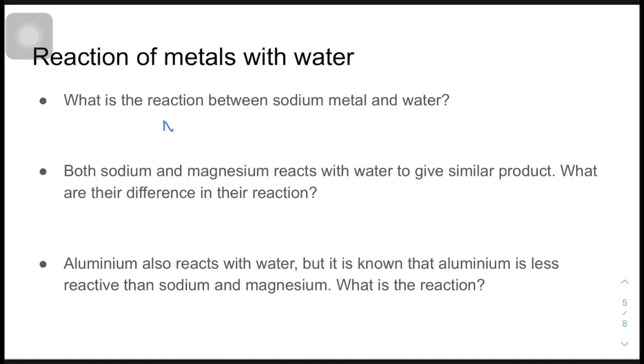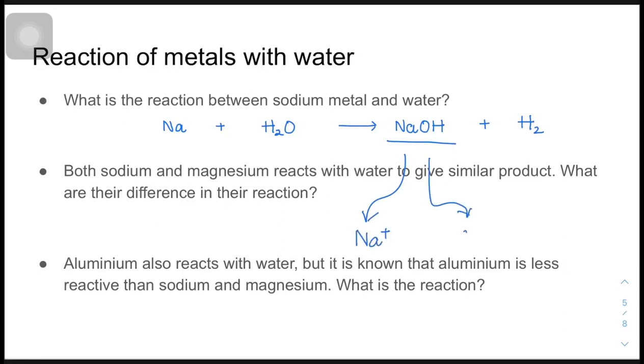When sodium reacts with water, it will give us sodium hydroxide and hydrogen gas. What is the correct way to write this? You can write it as this. You can ionize them, or you can just simply state as NaOH. Either way, it's fine.